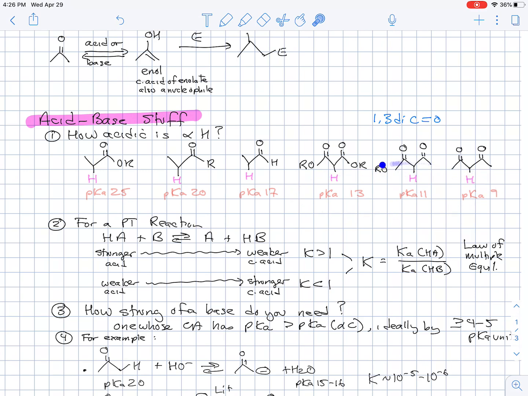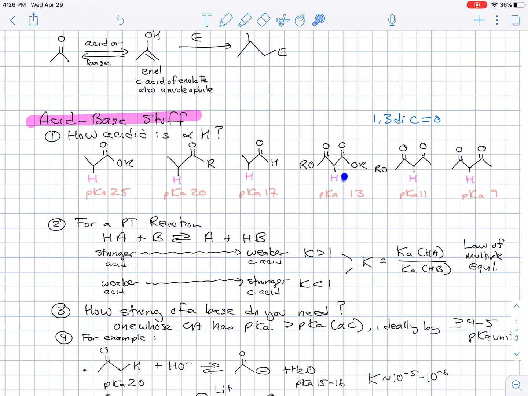So with these compounds, notice that they are significantly more acidic. If we compare the diester to the plain ester, there's a difference of about 12 pKa units. Likewise, if we compare the monoketone to the diketone, there's a difference of about 11 pKa units. The reason for this is that the enolates of these are doubly resonance stabilized, so you're able to move the negative charge onto either of these two oxygens.